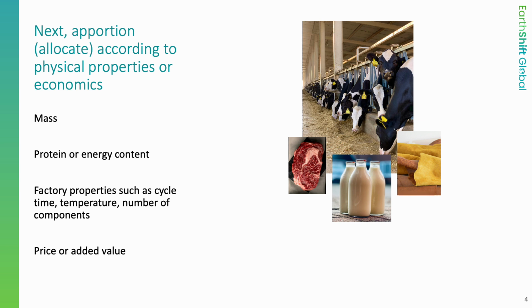The other way, which is less desirable according to the ISO standards, but often used, is the price or added value of the product. So you could allocate based on the price.